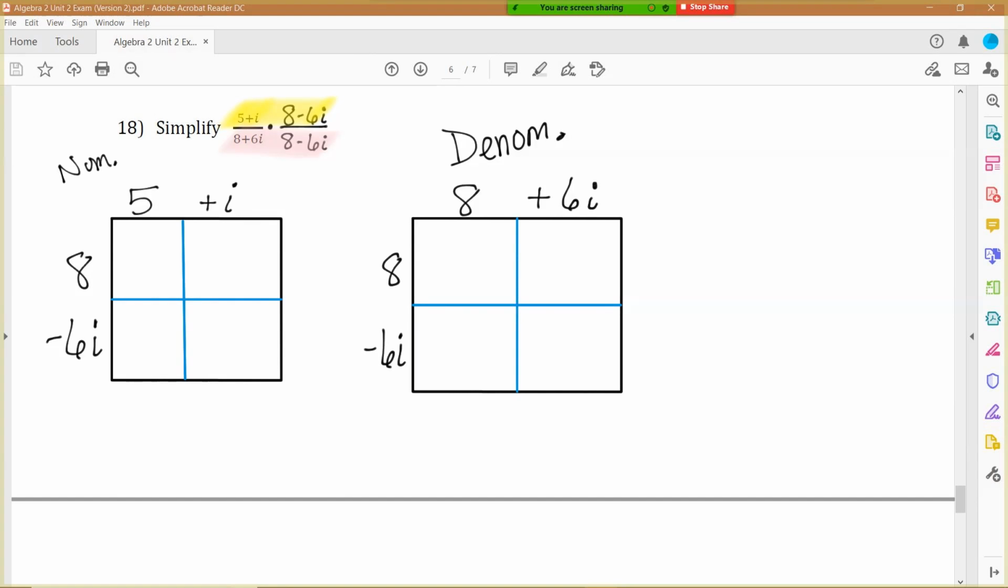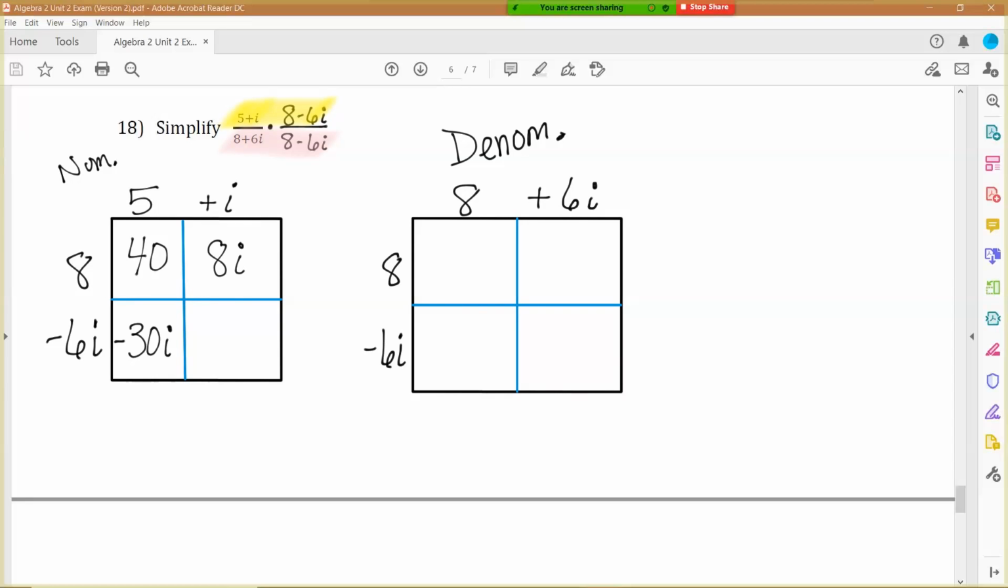So my first box is going to be the numerator, 5 plus i times 8 minus 6i. My second box is going to be the denominator, 8 plus 6i times 8 minus 6i. Then we're just going to multiply corresponding boxes. So 5 times 8 gives us 40. 8 times i is 8i. Negative 6i times 5 is negative 30i.